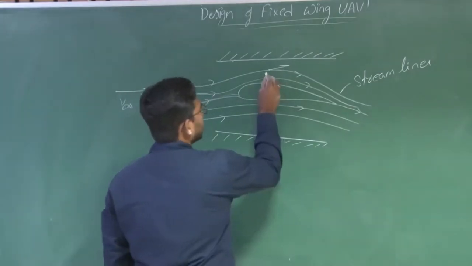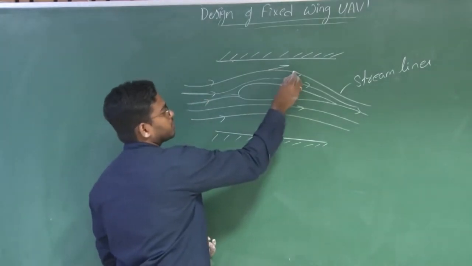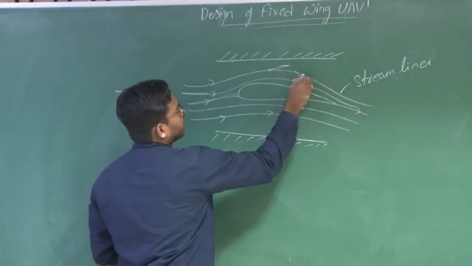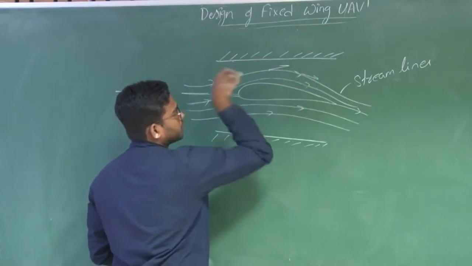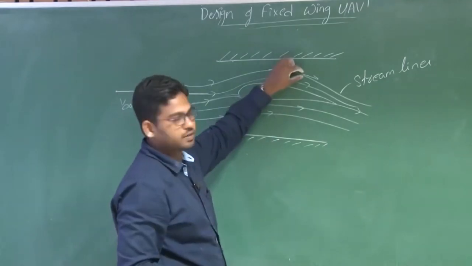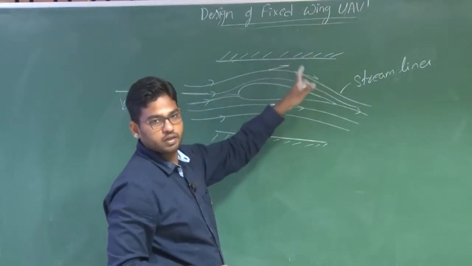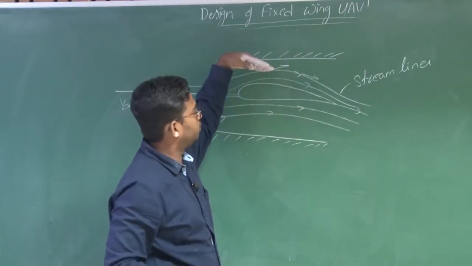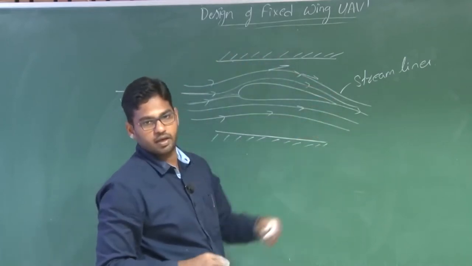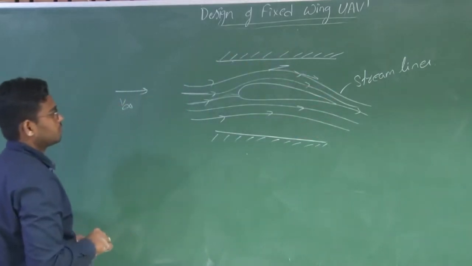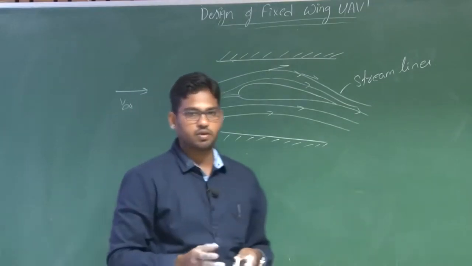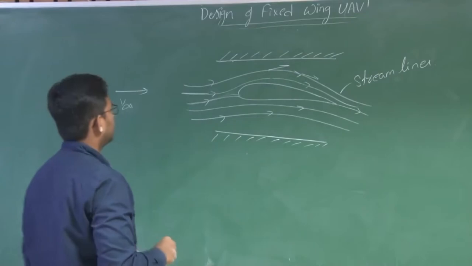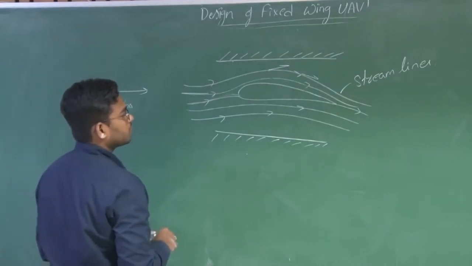So the fluid particle tends to move in this direction at this particular instant, and if you draw a tangent here, the fluid particle at this location will be moving in this particular direction. And the equation of streamline is del cross V equals 0, but we are not going to discuss it.